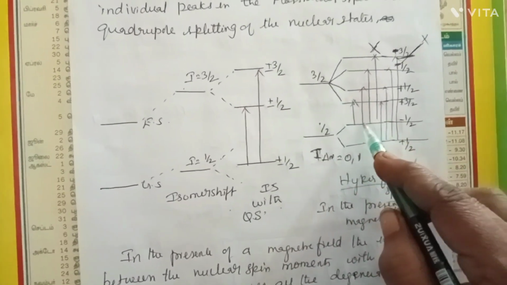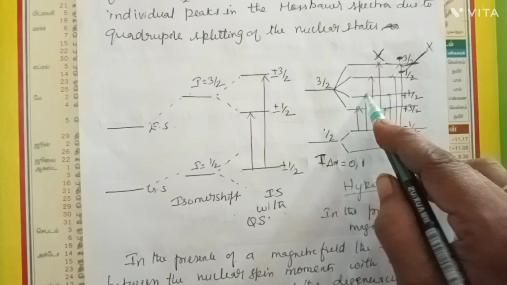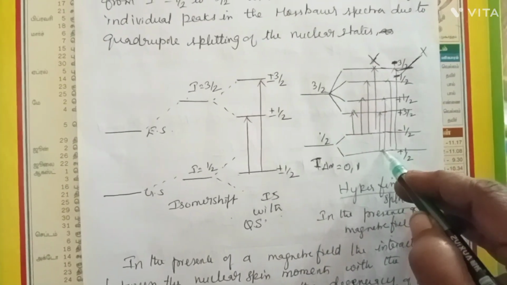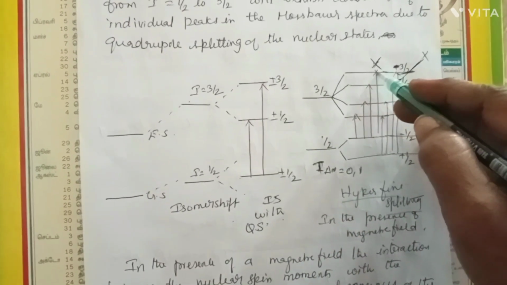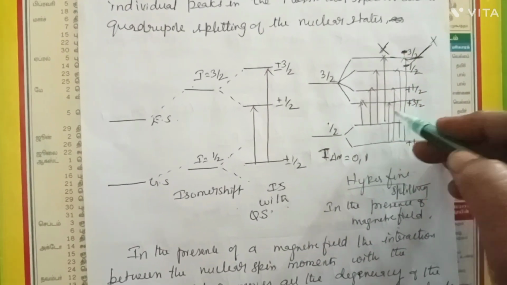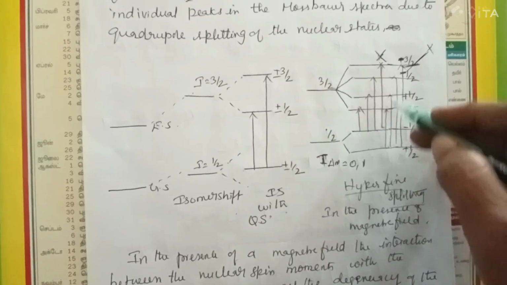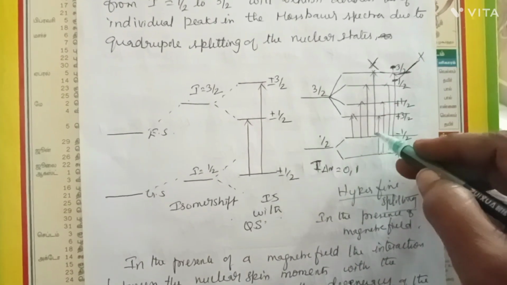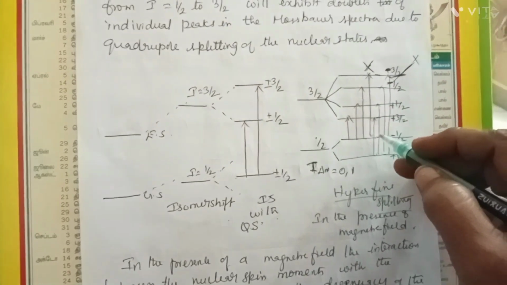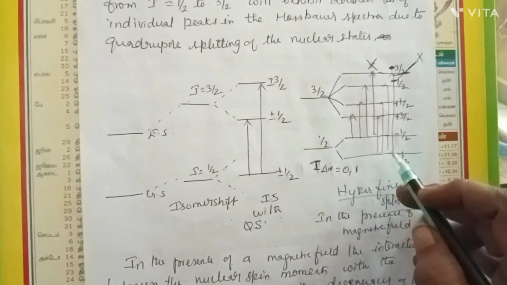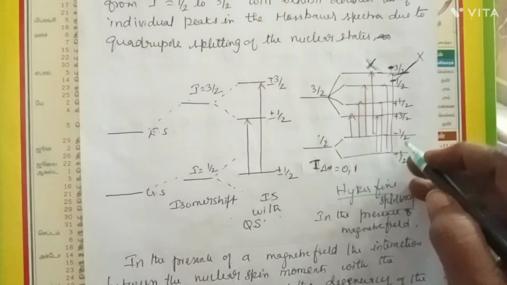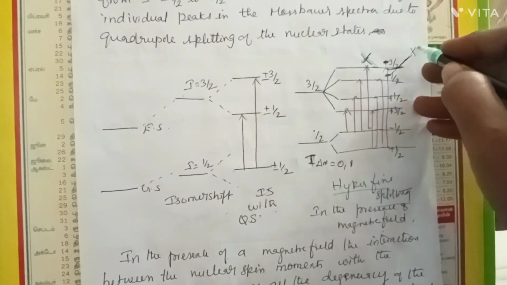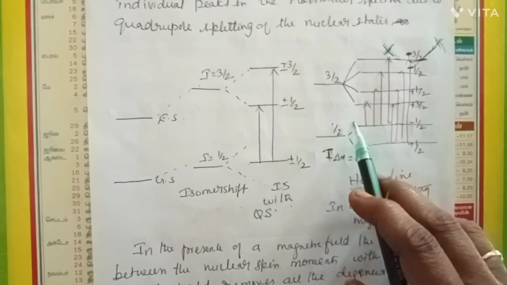So if I is equal to 1/2, substitute there, then you get 2. So the level plus or minus 1/2 is split into 2. And the level 3/2 is split into 4. If you substitute I equal to 3/2 in 2I plus 1, you get 4. So 3/2 is split into 4, and for I equal to 1/2, the energy level is split into 2. The transition follows delta m equal to 0, plus or minus 1.